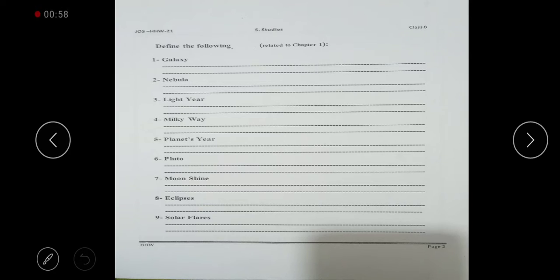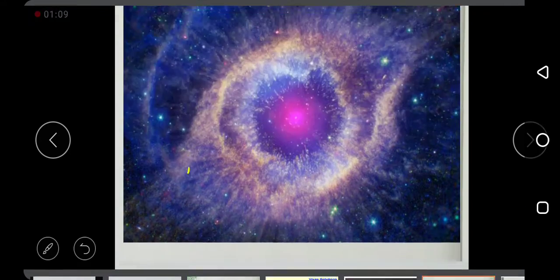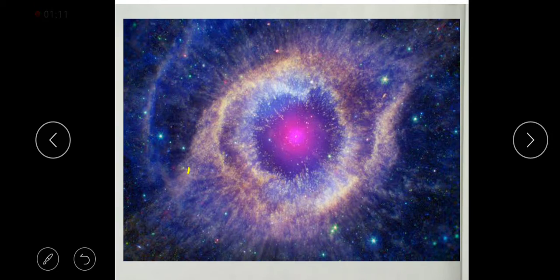So the first definition is about galaxy. You can find the definition of galaxy on page number 2, first paragraph. This is basically galaxies. I also explained the formation and the reason of the formation and where we got the information about galaxies of the universe. But basically, galaxies are clusters or bunches or groups of billions of stars that are found all together. These are called galaxies. Okay.